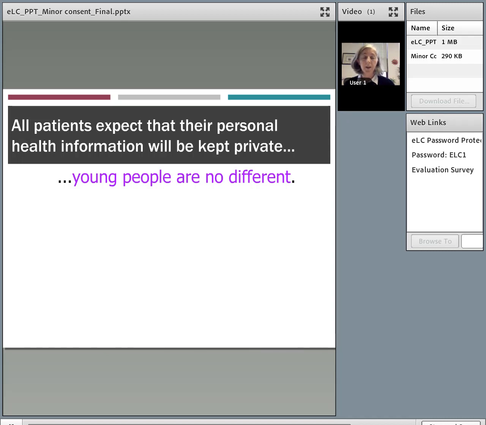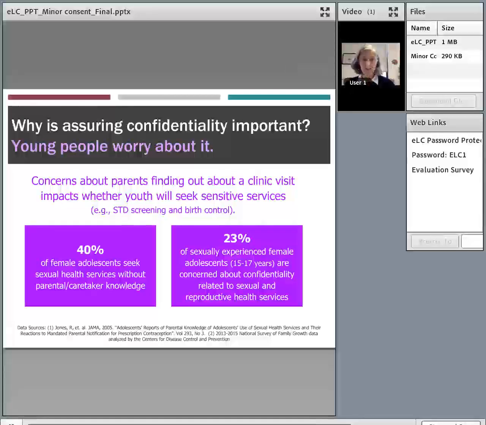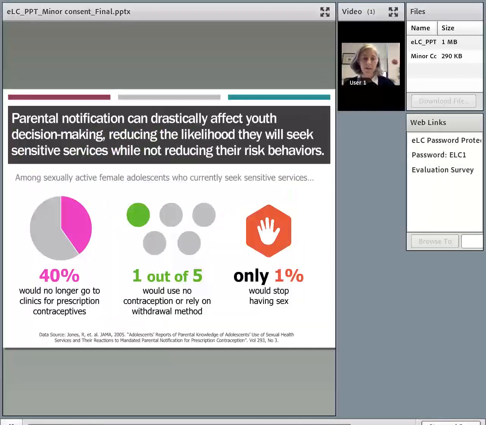That said, it is really important to flag that while confidentiality and the option to keep things confidential is critical for young people, many youth will choose to involve their parents. And if we go back to this slide, you'll see that while 40% of female adolescents choose to seek sexual health services without parental or caretaker knowledge, that means 60% do want to involve their parents. But the critical thing is that they want to have that choice, that they can choose whether to involve their parents or not. So parents still play a really important role, and we can bring parents in while we're still promising confidentiality and ensuring those young people who really need it can get it.